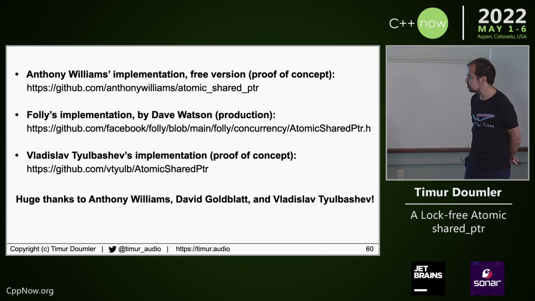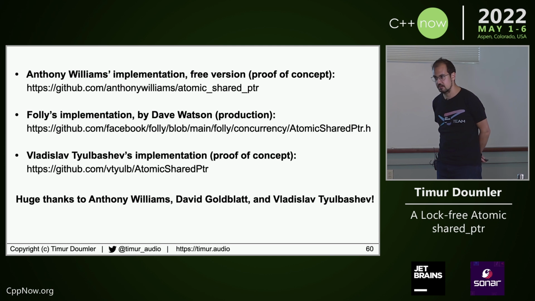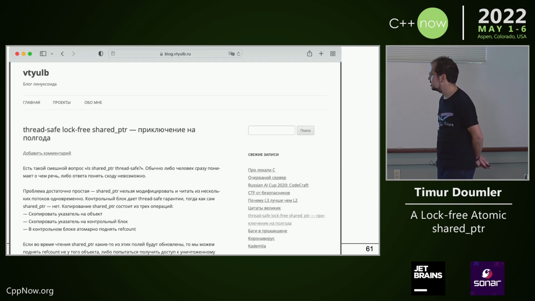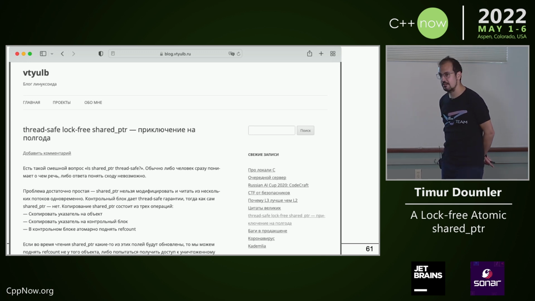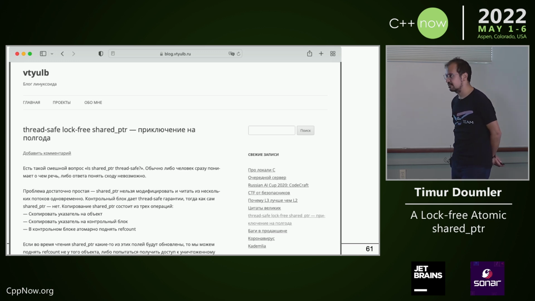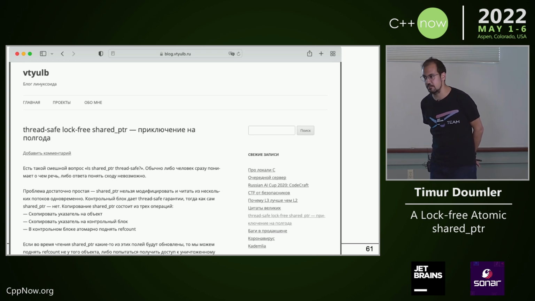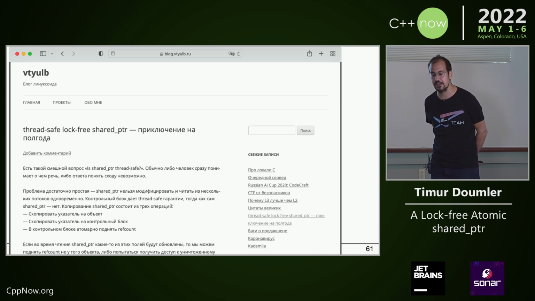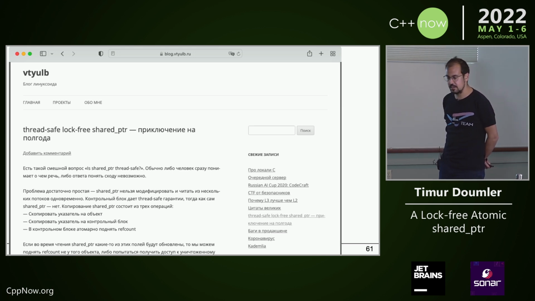And Vladislav also has a blog post about how his implementation works and about the whole problem, which is here. Unfortunately, it's in Russian. I can read it because Russian is my mother tongue, but you probably cannot. So maybe Google Translate can help you, I don't know. But it's a very, very cool blog post called Thread-Safe Lock-Free Shared Pointer, an adventure for half a year, where he writes about his experience of implementing this. So yeah, another very good blog post about this.